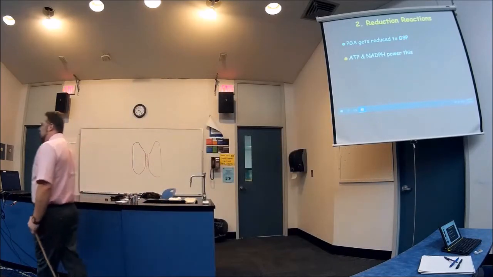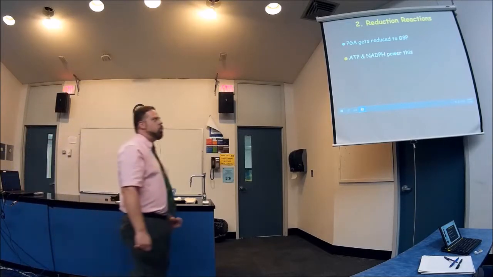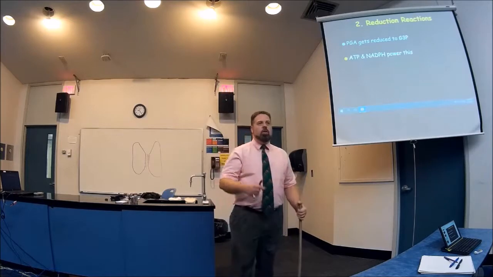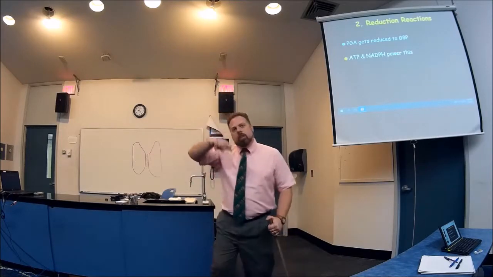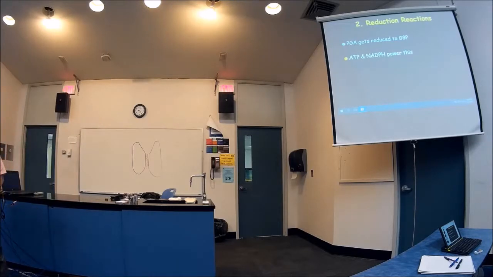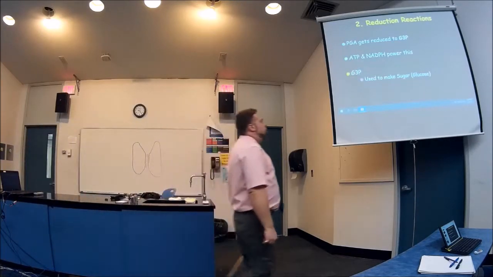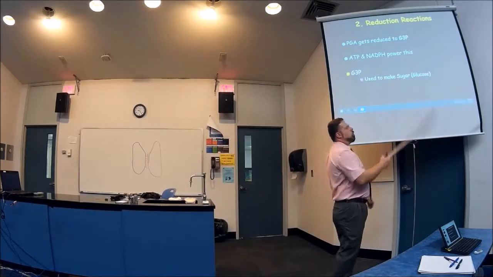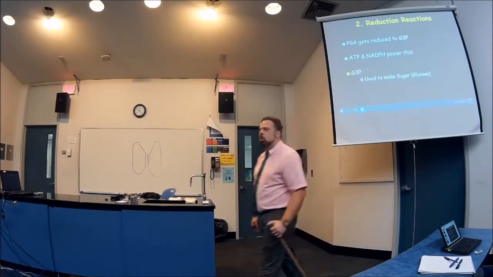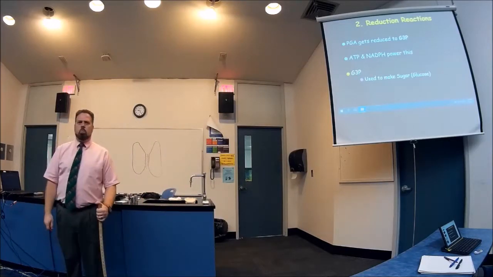Okay? This is where the ATP and the NADPH is going to be needed from the light reactions, from the reactions that we talked about before. This is where they're coming in. The G3P is used to make sugar, glucose, or sucrose, or whatever you're going to make, carbohydrates.